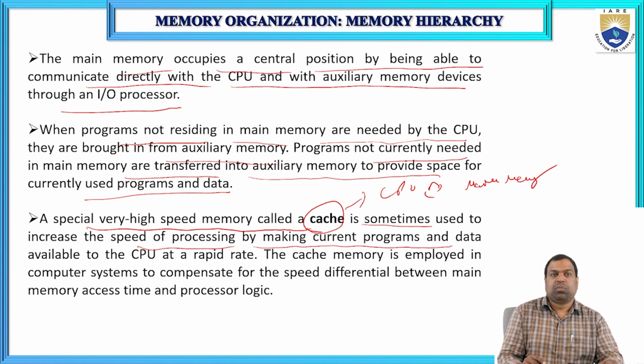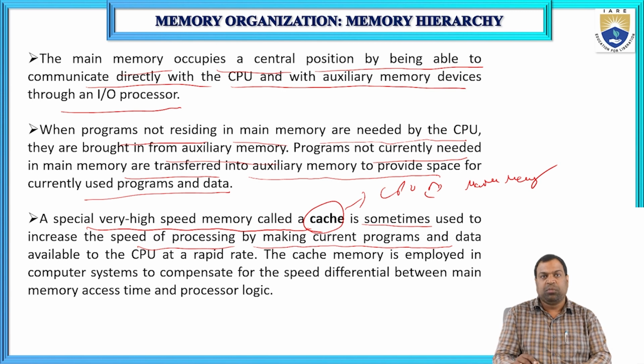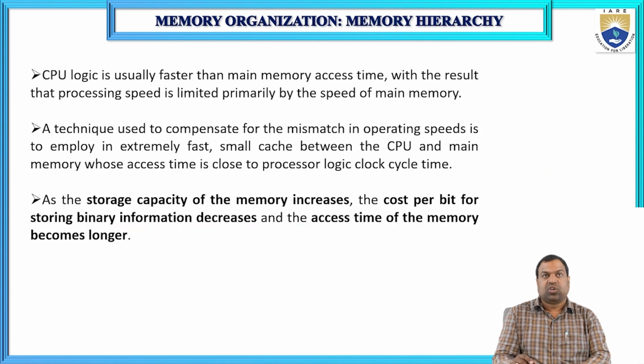The cache memory is employed in a computer system to compensate for the speed differential between the main memory access time and the processor logic. CPU logic is usually faster than the main memory access time, with the result that processing speed is limited primarily by the speed of main memory.